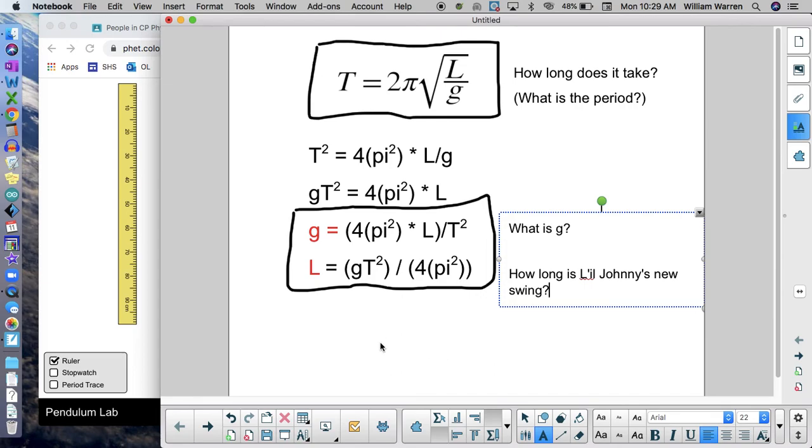So that's all I can ask you regarding this question: how long does it take, or what is gravity at that position, or how long is the pendulum, and that's it. That's all I can ask, and that is our class in a nutshell.